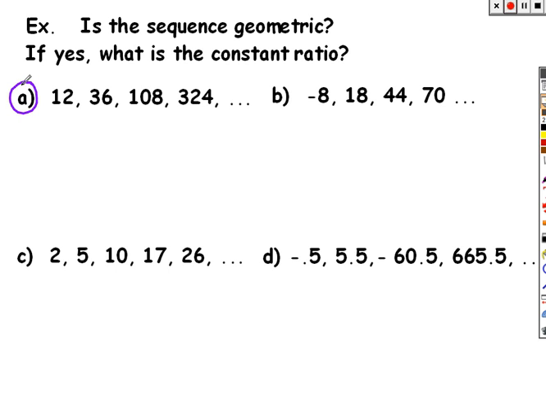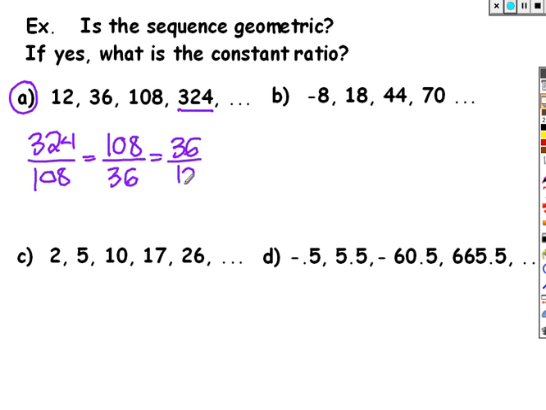It actually is. If you take any term and divide it by the previous, so the fourth term divided by the third, or the third divided by the second, or the second divided by the first, I should get out the same value every time, which is 3. That's your constant ratio. Meaning if I start at 12 and I multiply by 3 repeatedly, that's how I would generate the next term in the sequence. Pause the video and see if you can determine which, if any, of the next sequences are geometric.